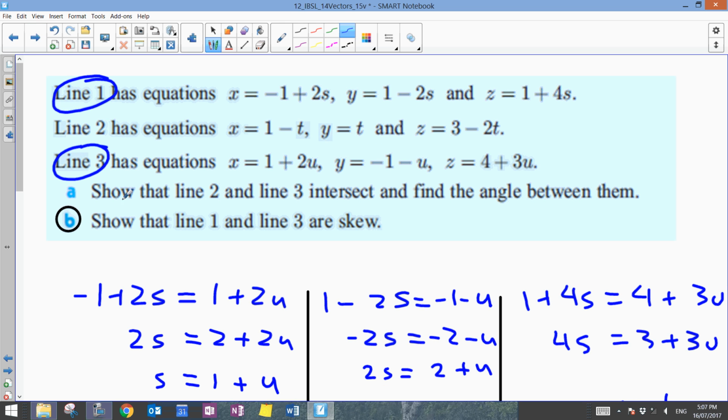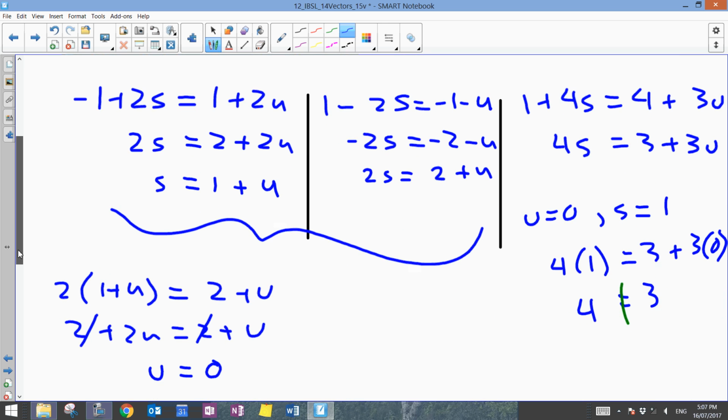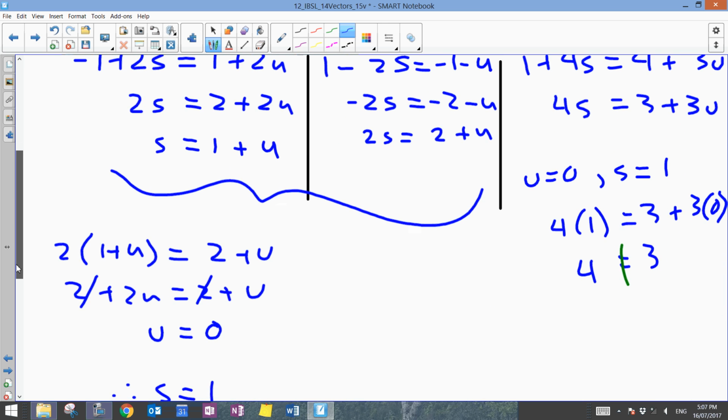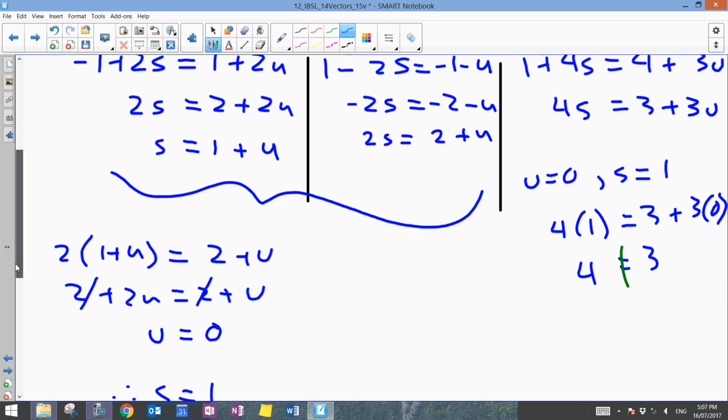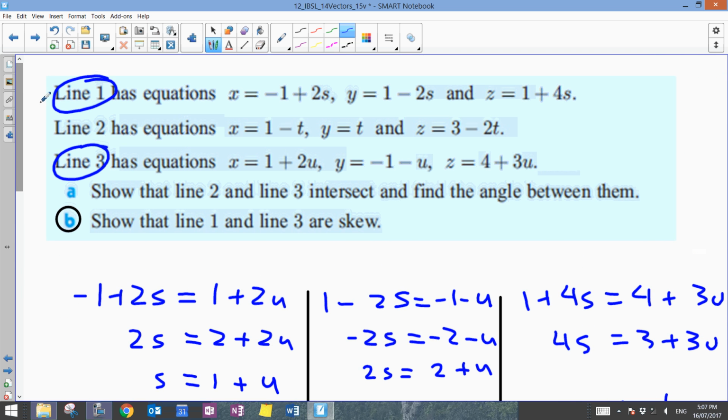All right, so what you guys are seeing here is that we have the x component for line 1 set equal to the x component of line 3, the y component set equal to each other, and the z component set equal to each other. And I'd like you guys to work through this, but what you'll notice is that nothing is going to work out. So your u and your s's, you will not wind up finding a value for either one of them that will actually make these three work. Again, proving that they are skew.